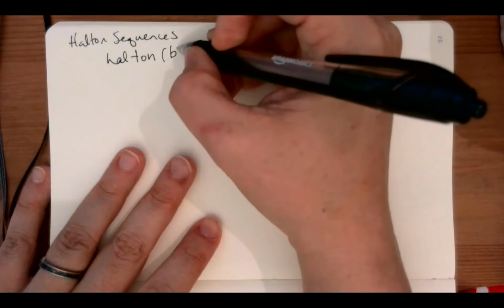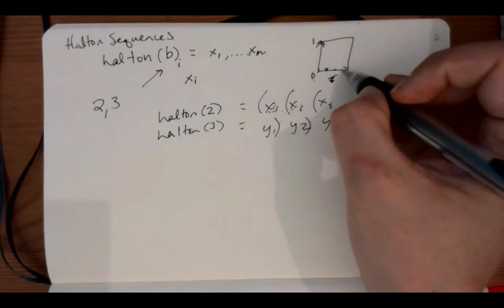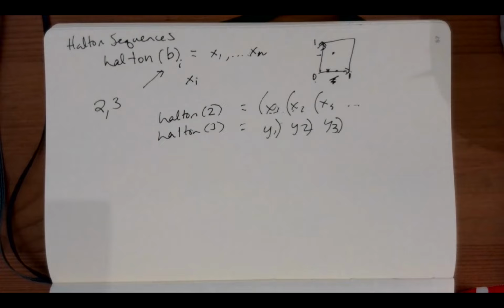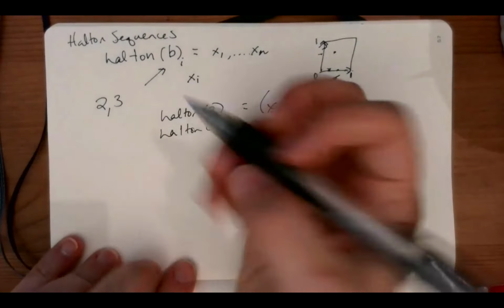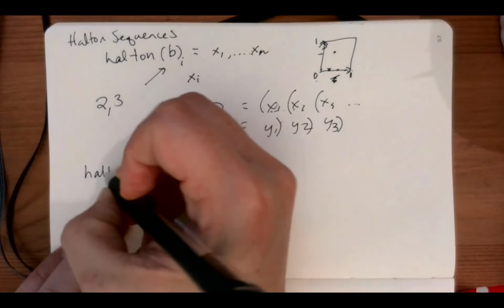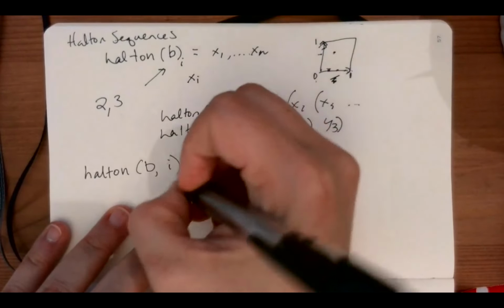Okay, so how are these generated? These are generated as coordinates on, assuming, a unit square. So if you have 0 to 1 along each axis, then these are going to generate some fractional values that determine your coordinates in Cartesian space. Okay, so now let's talk about this sequence. How do you actually generate the Halton value for a base and an index?